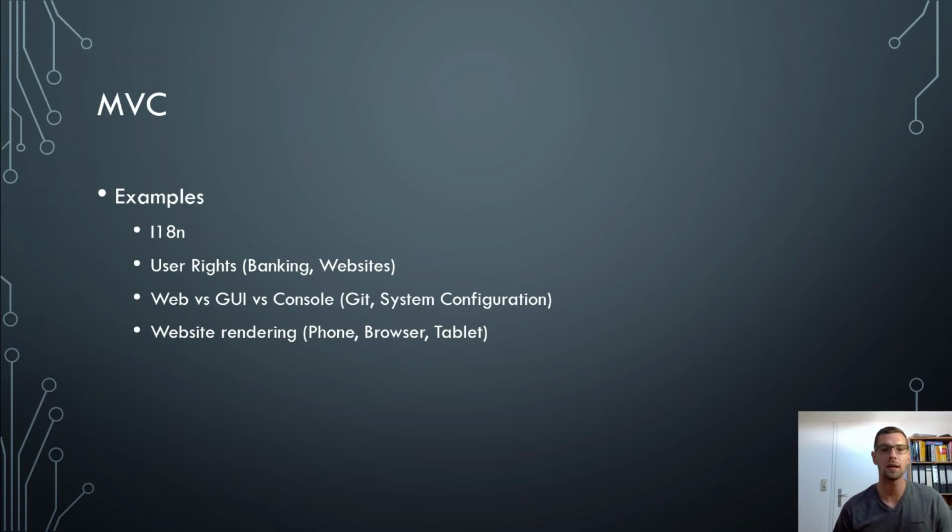And the last point I want to mention is website rendering. If you think you have a phone, a browser and a tablet, usually the websites look kind of different. They may have the same content, but the content is usually displayed differently, and that is a different view for each. Whether you're on a phone, a browser or a tablet, or maybe even a text browser in your console. So those are the examples for the MVC.